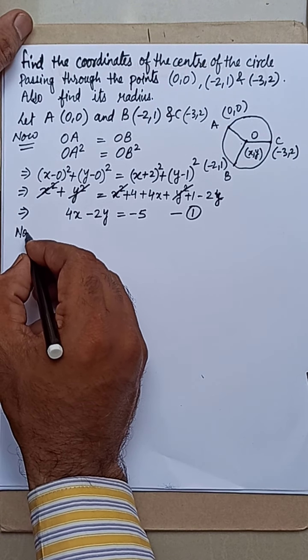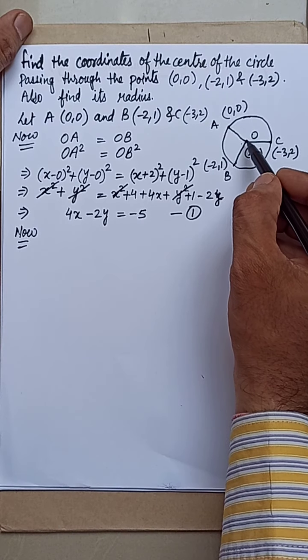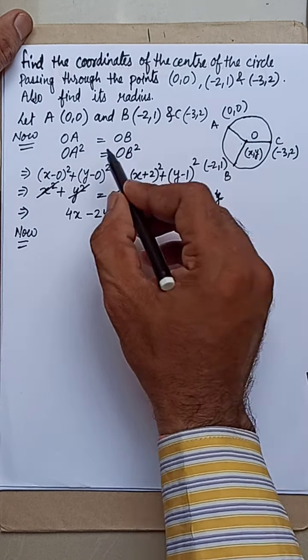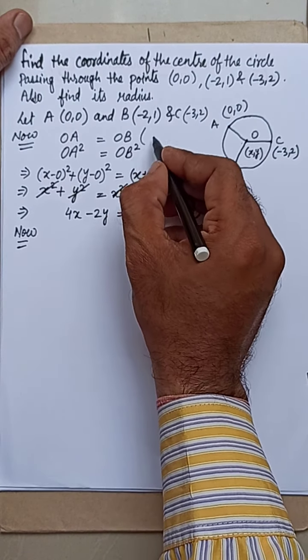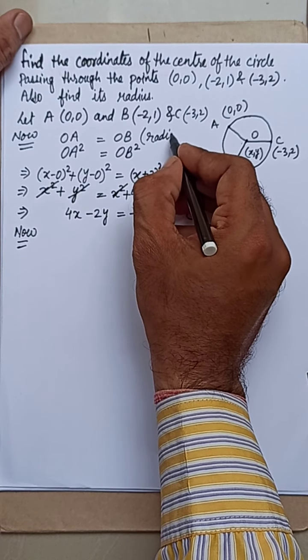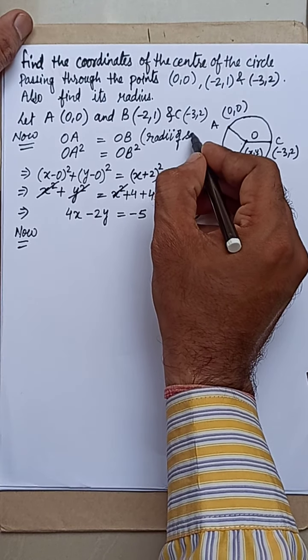Now as we have taken OA and OB, these two radii are equal, so we can write here radii of the same circle.